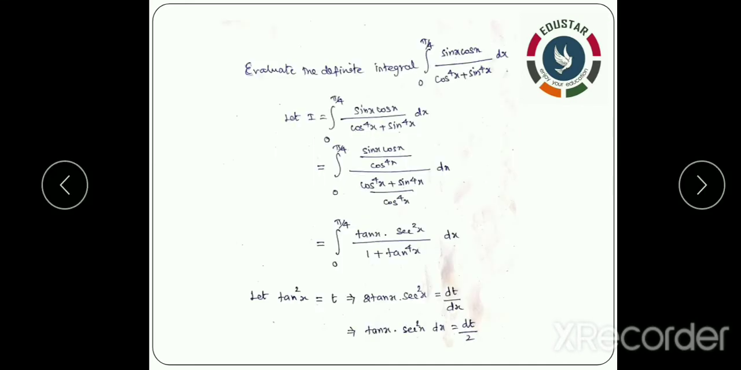Hi everyone. Last class we were discussing integration. Today let's see the continuation.